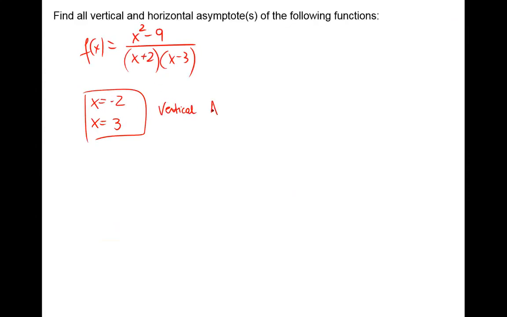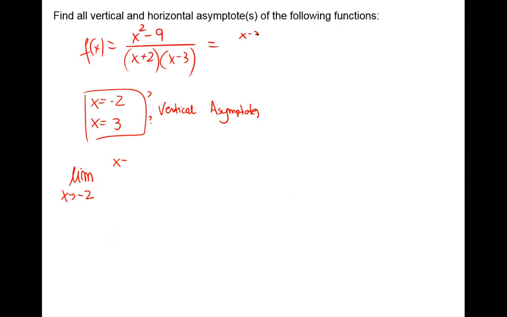Vertical asymptotes, but potential, we still don't know. What we have to do, we have to try to compute a limit. The limit at, let's say, -2 of this function.